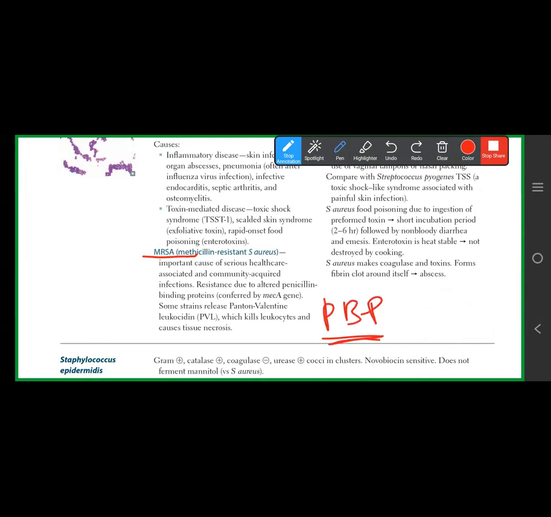Now, how do I treat this particular presentation? Let's say the patient already has an allergy and can't take vancomycin. They will ask you what are the next two options that we can go for. The next two options that you can go for are clindamycin or TMP-SMX.